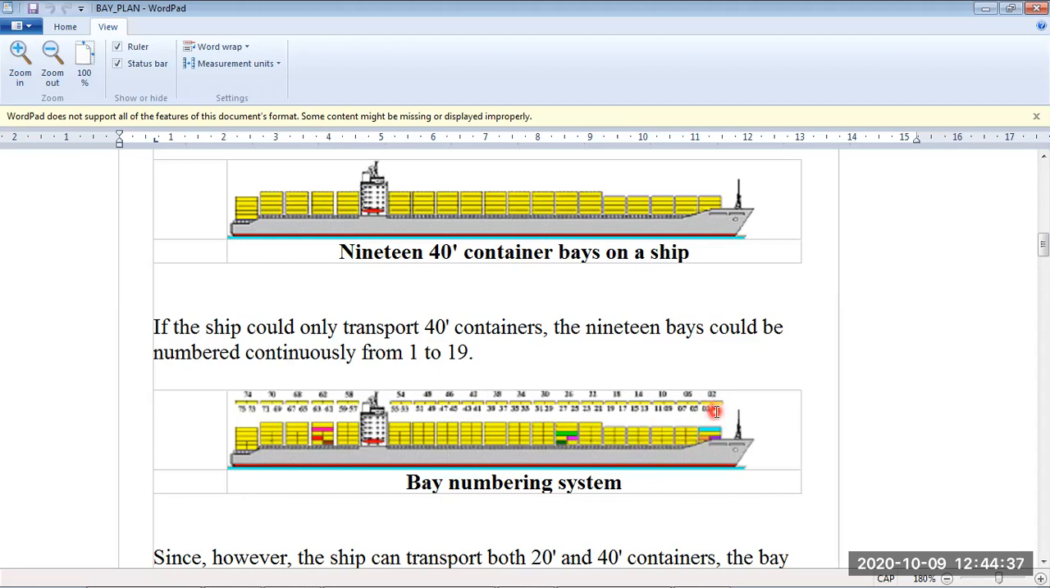So 20-foot containers have bay numbers 01, 03, 05, 07, 09, 11, and 40-foot containers have 02, 06, 10, and then 16. We don't have 04: between 3 and 5, 04 is not there, and between 7 and 9, 08 is not there. So 2, 6, 10, 16, then 14, 18, 22, like that, with a difference of 4. So this is how the bays are numbered.